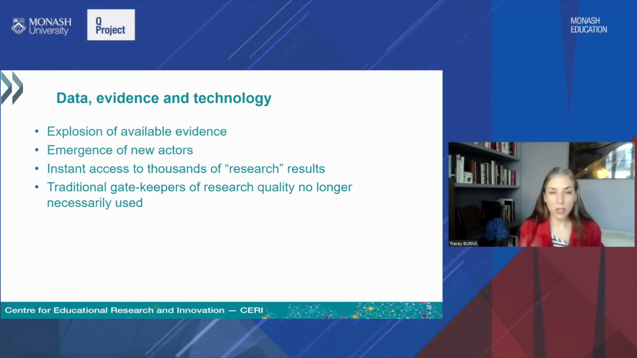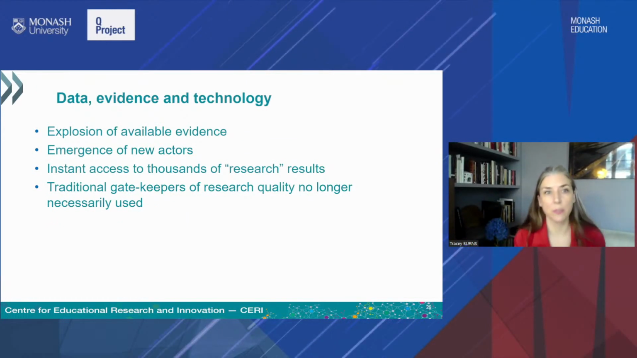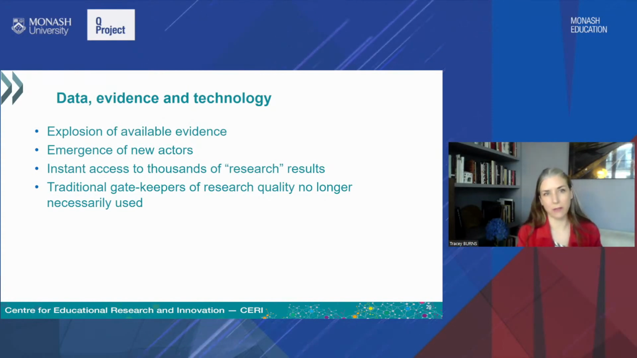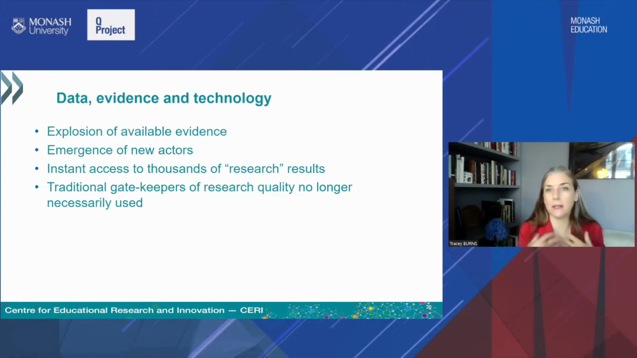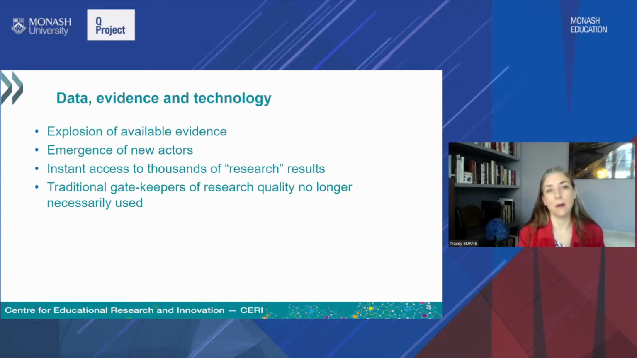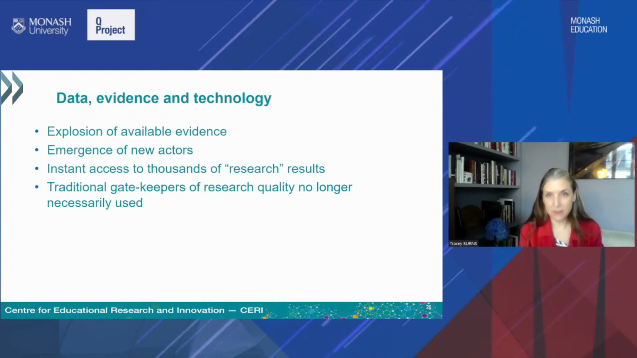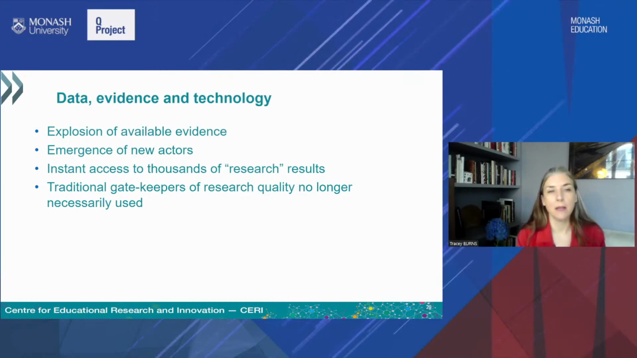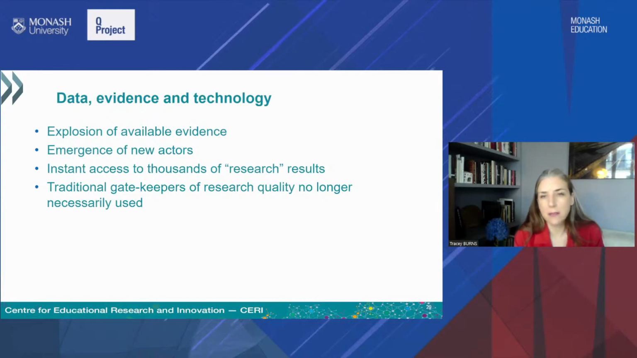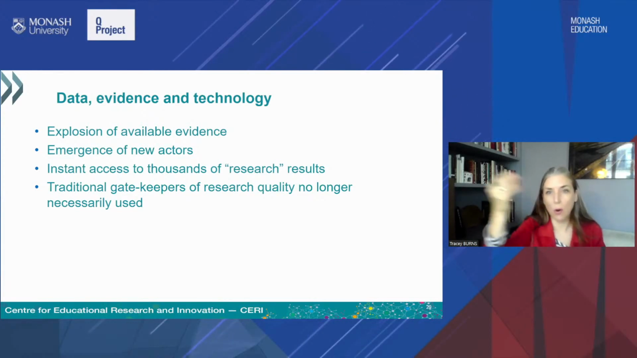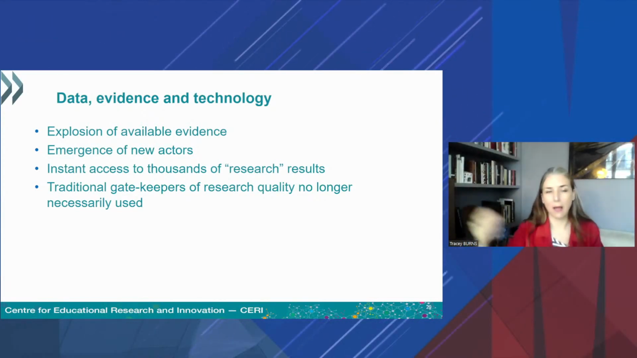The other thing that's changed since then is, of course, the obvious, which is the internet. There's been an explosion of available evidence, and many new actors have emerged. If you Google anything, like how do I teach maths, you have instant access to thousands of research results, but we don't know what that research is and the quality of the research. And the traditional gatekeepers of research quality are not necessarily used, unless, like Troy, you know who to go to and who to rely on.